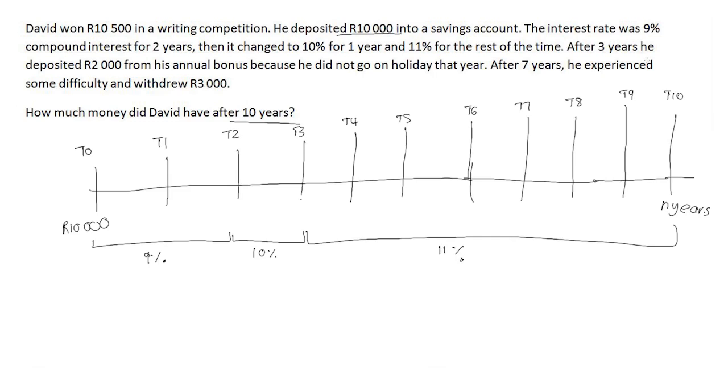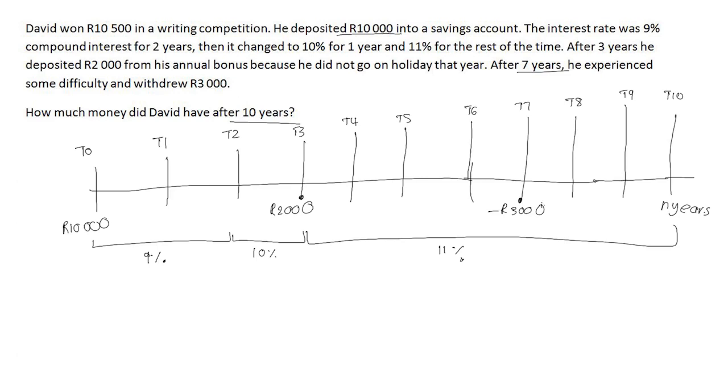After 3 years, so after his initial deposit, he deposited 2,000 Rand from his annual bonus. So at this point, he deposited 2,000 Rand. And after 7 years, he experienced some difficulty and withdrew 3,000 Rand. So at this point, he withdrew 3,000 Rand.